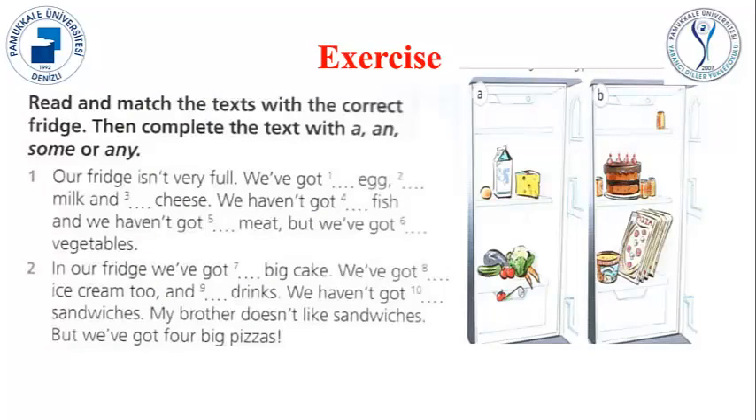Use a, some or any. Our fridge isn't very full. We have got an egg, just one. So an egg, some milk, and some cheese. We haven't got, the negative. We haven't got any fish, and we haven't got any meat. We have got vegetables, plural form. Okay, some vegetables.